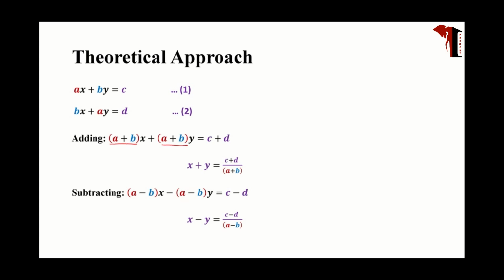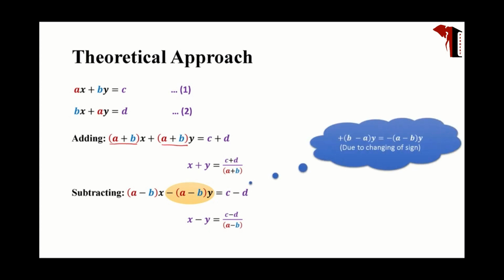So there is one doubt that arises over here. Don't you think it should be b minus a? And why have I written it as a minus b? Let us see that. It's actually plus bx minus ay. See, in the place of minus a minus by, it should be plus b minus ay. Then why did I write it this way?